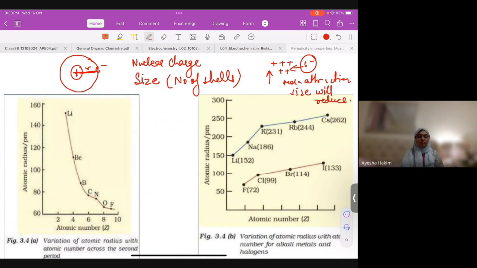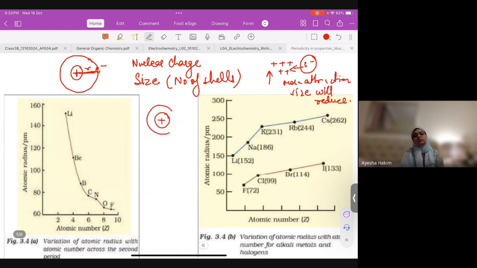And now the second part is number of shells. Suppose I have the same nucleus and now I have 3 shells. The more shells there are, the distance of the outermost electron from the nucleus will increase. So that will cause the increase in the atomic radii. Correct? Now when I move from left to right in a period, you will see.